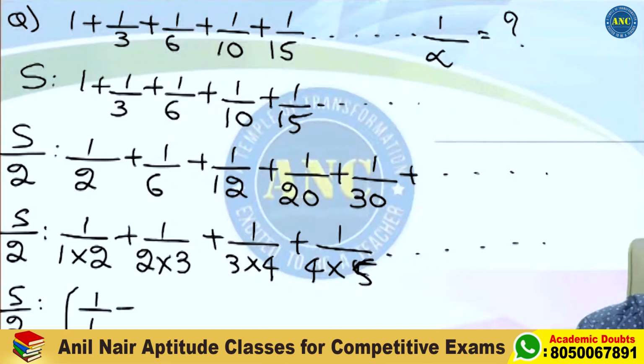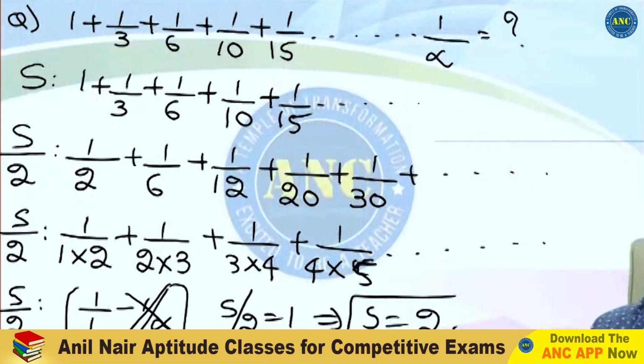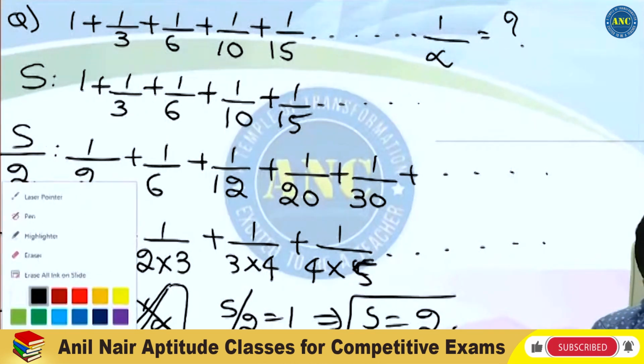These terms sum to 1 minus 1 by infinity. 1 by infinity tends to 0. So S by 2 is 1. The sum to infinite terms is 2. Then a smart student might ask a doubt.